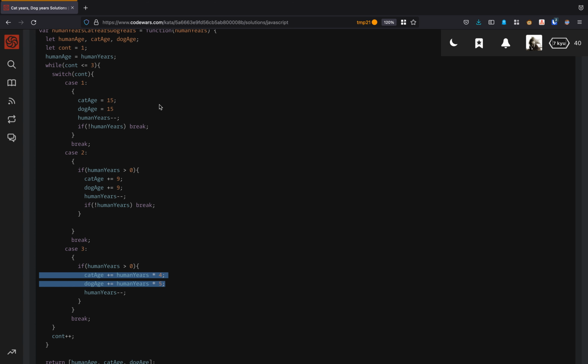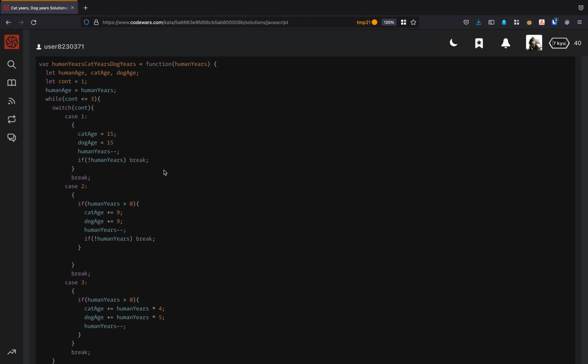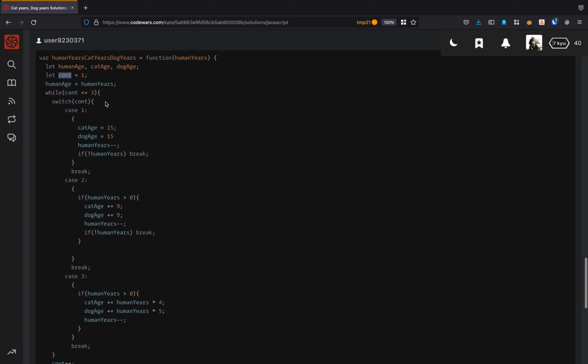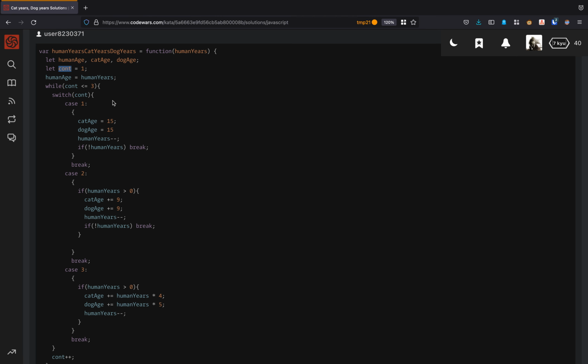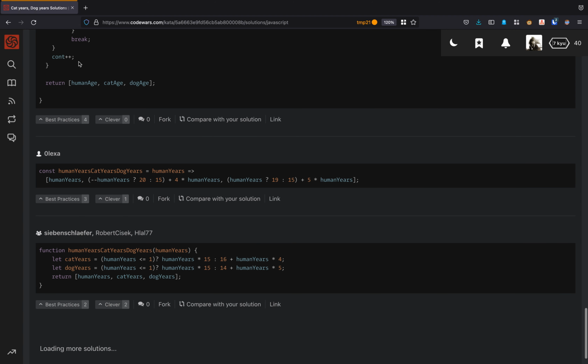You go once through this 15 clause and once through this 9 clause, and then the final iteration of the loop just does the multiplication. So that's interesting. Interesting way of thinking about the problem. But the cont is indeed a bit weird naming for the variable. I suppose continuation or something like that. It could have been just a loop or whatever.